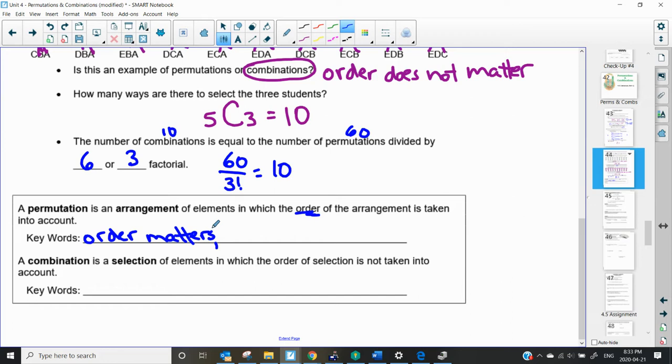In the next unit, we're going to get into probability, and it will be the same situation. You're going to have to ask yourself every single time, does order matter? And so if they tell you order matters, then it's automatically a permutation. But there's some other keywords that we can look at as well.